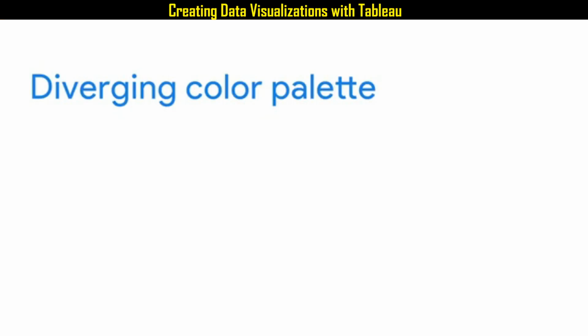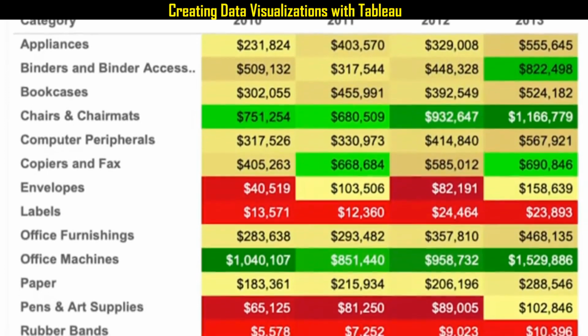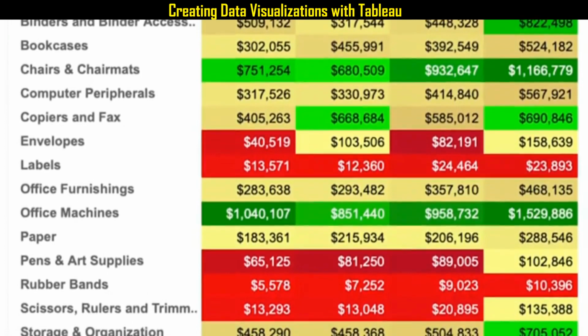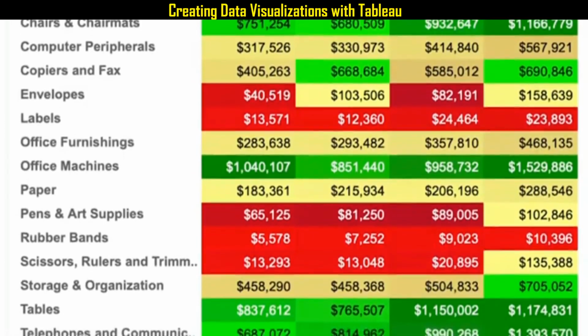A diverging color palette displays two ranges of values using color intensity to show the magnitude of the number, and the actual color to show which range the number is from. It's a good way to show the difference between numbers. Here, green is associated with higher numbers and red with lower numbers. You may come across tables like this as it relates to business metrics and KPIs.